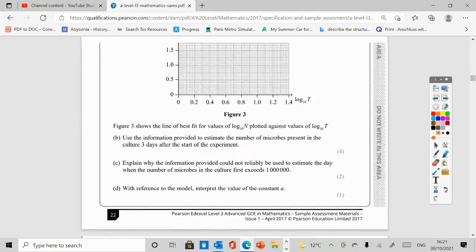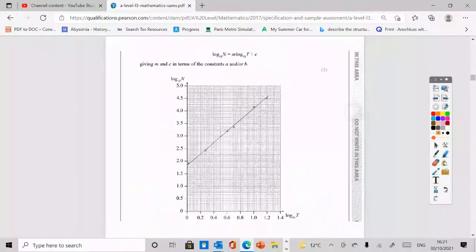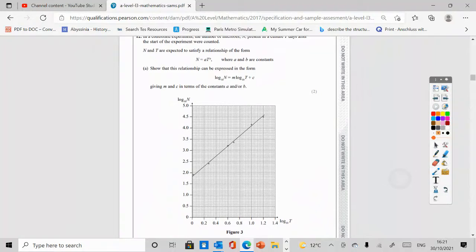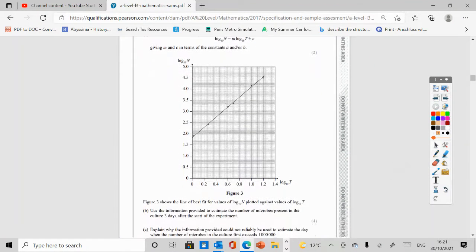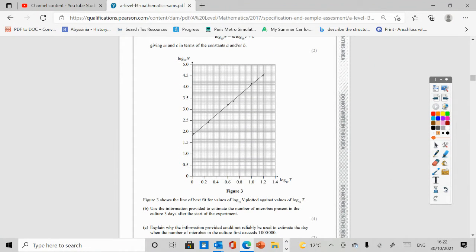Let's have a look at part B. Scroll back up here. Okay, and here's the graph. Lovely. Figure 3 shows the line of best fit for values of log base 10 of n plotted against values of log base 10 of t. Part B, use the information provided to estimate the number of microbes present in the culture 3 days after the start of the experiment. Now, we want 3 days.